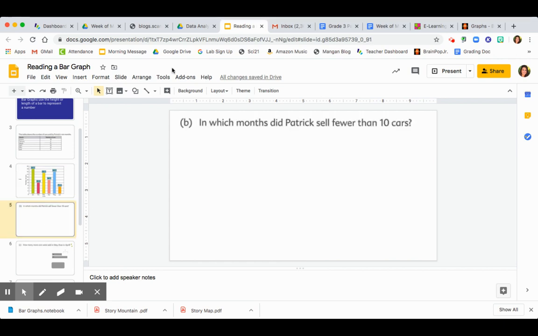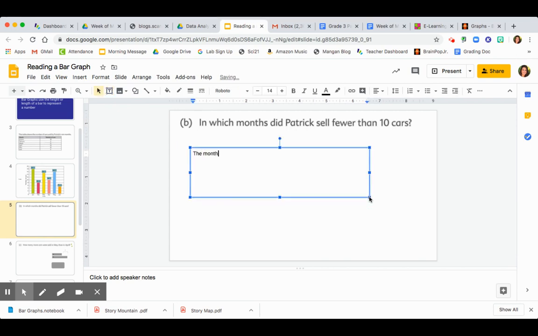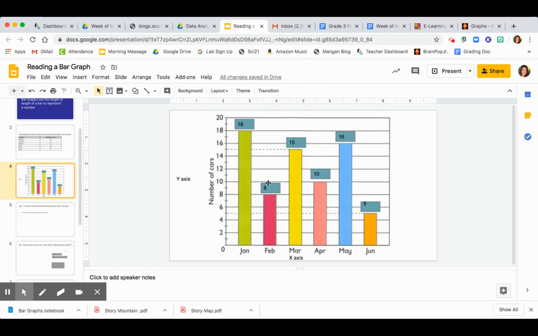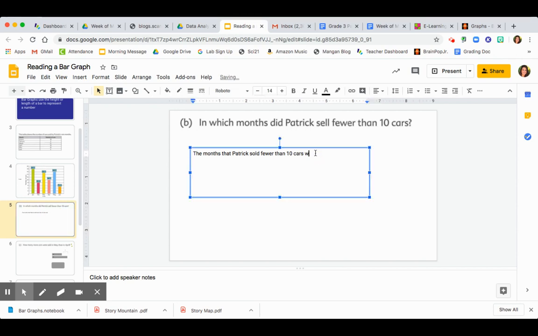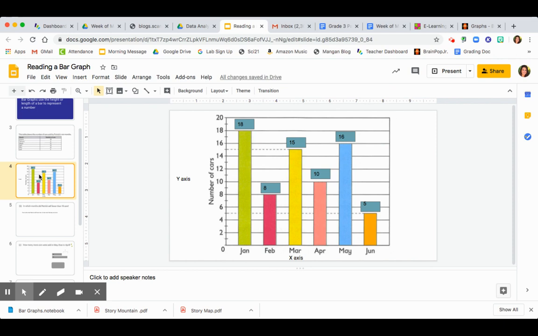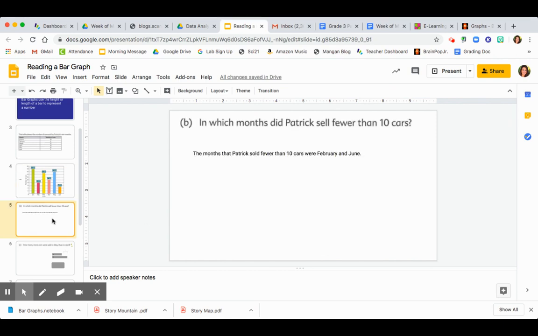So I'm going to take a text box, or if you were writing in paper and pencil, you would write the months that Patrick sold fewer than 10 cars were, let's go back. Let me double check. Here's 10, February and June. I'm going to use capital letters. And if I'm not sure how to spell something, I'm using my right there strategies. I'm going and finding what is right there. The months that Patrick sold fewer than 10 cars were February and June. All right, let's go to the next one.